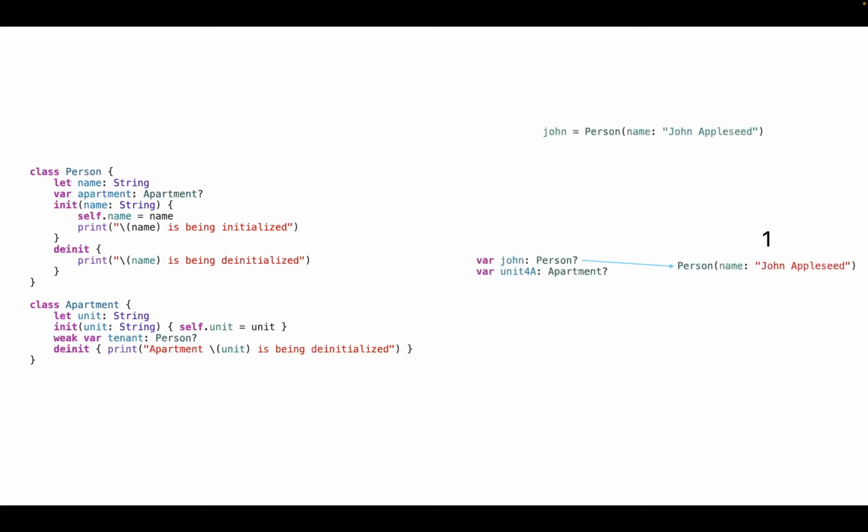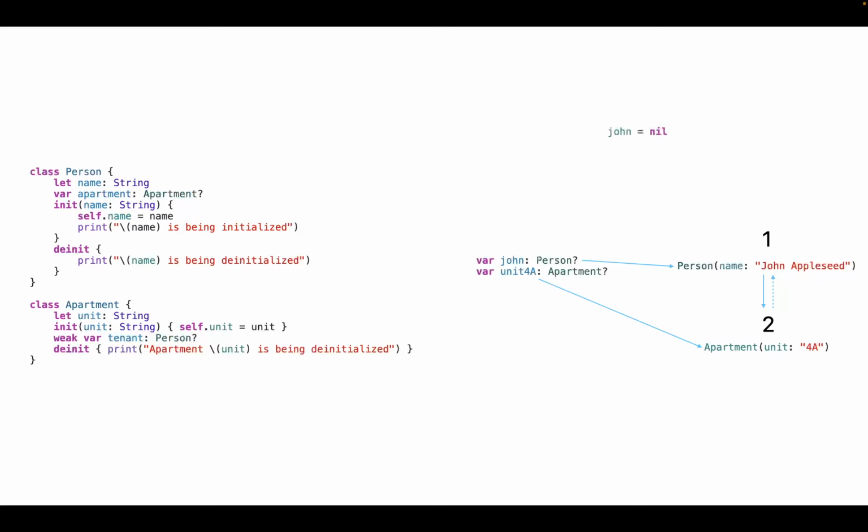So let's go through that again. We create a person instance and assign that to John. Reference count is 1. Unit4a is another instance, of apartment. And we assign the apartment to John. That reference count increases. And unit4a.tenant is John. As you can see, I'm using a dotted line here, and that means it's just a weak reference that will not increase the reference count of the person object.